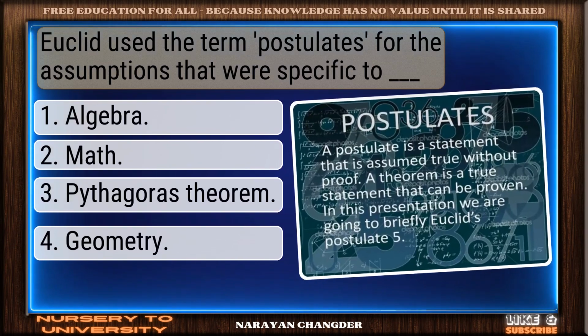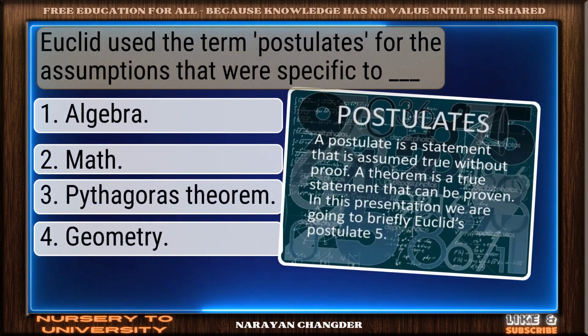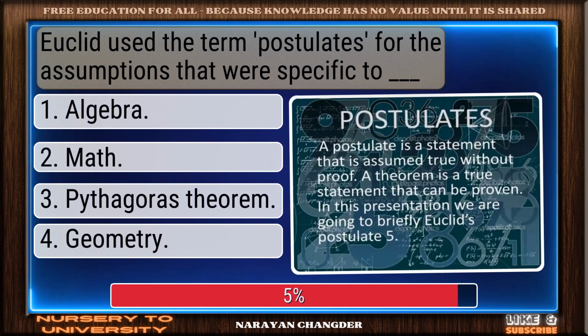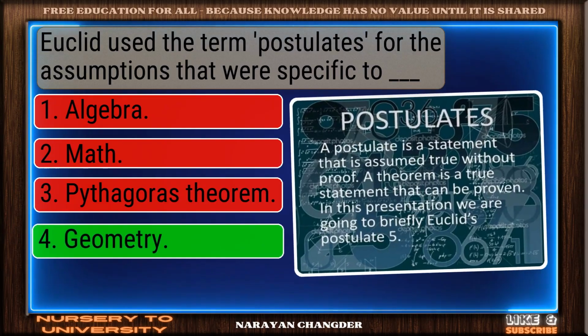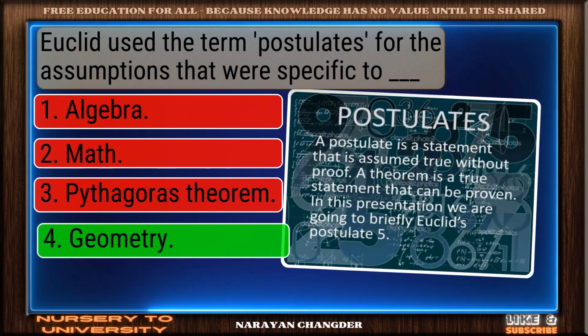Question number 14. Euclid used the term postulates for the assumptions that were specific to dash. Correct response. Geometry is the most accurate answer.